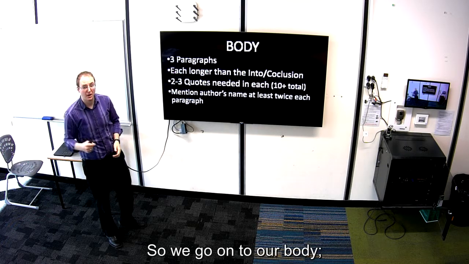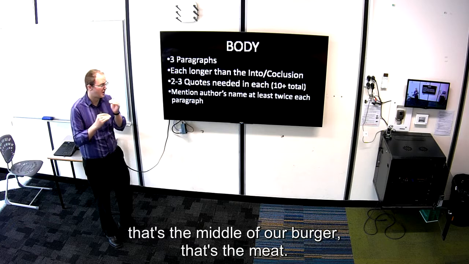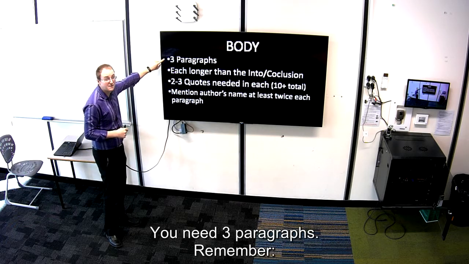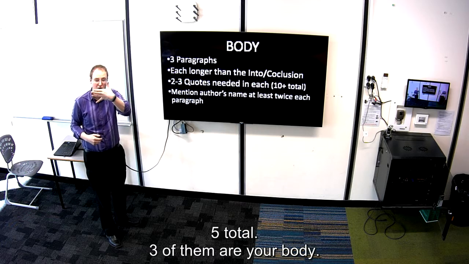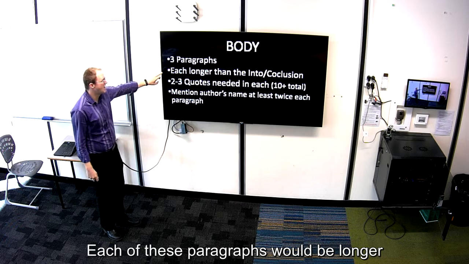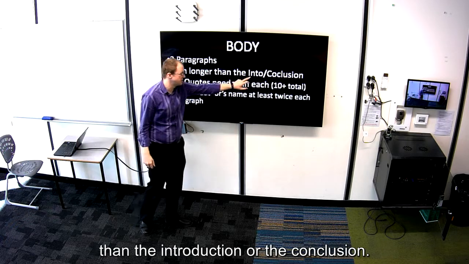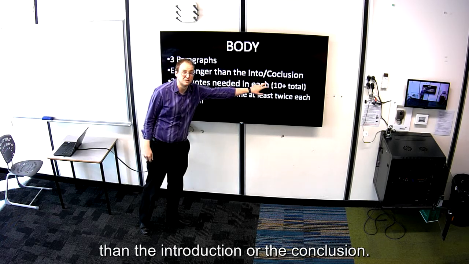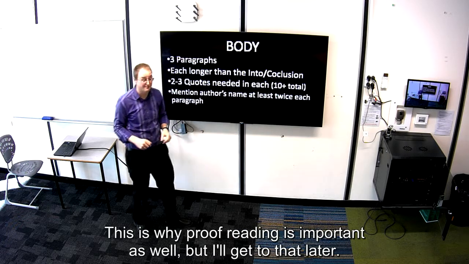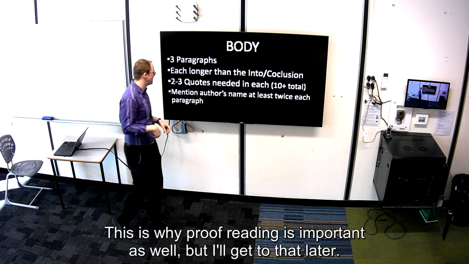So we go on to our body. That's the middle of the burger. That's the meat. You need 3 paragraphs. Remember, 5 total, 3 of them are your body. Each of these paragraphs would be longer than the introduction or the conclusion. Both of those have typos. This is why proofreading is important as well, but I'll get to that later.